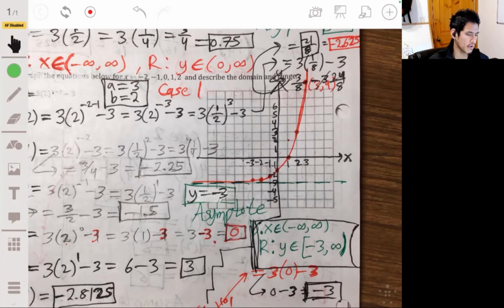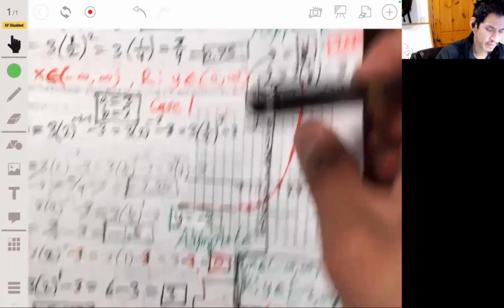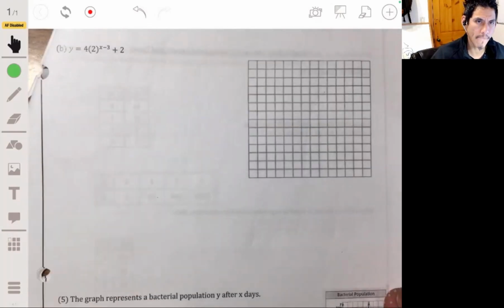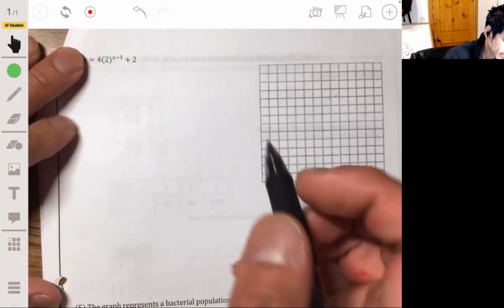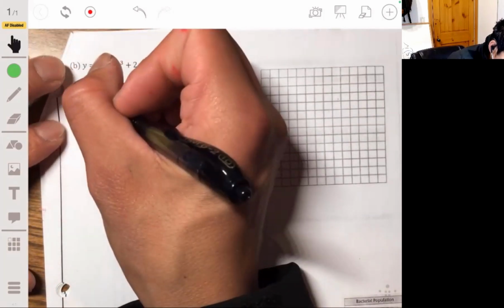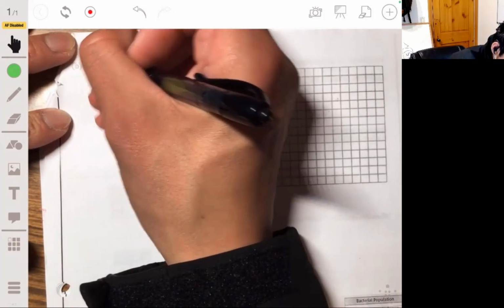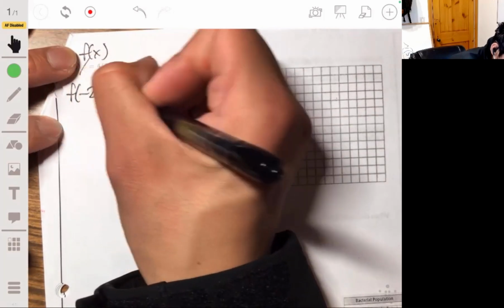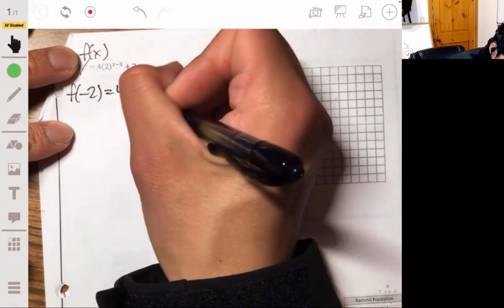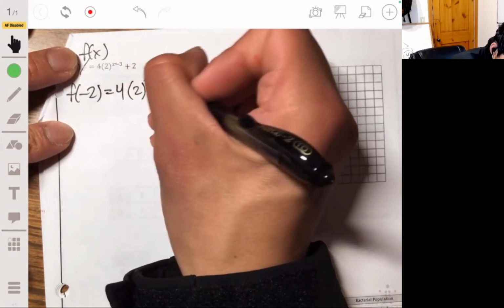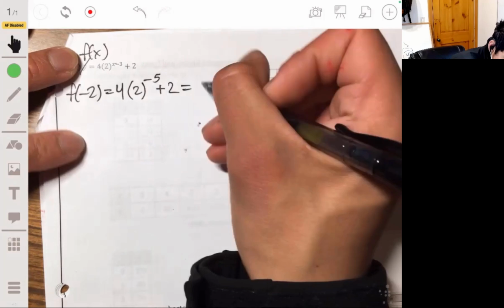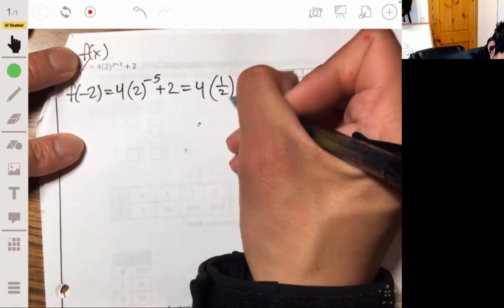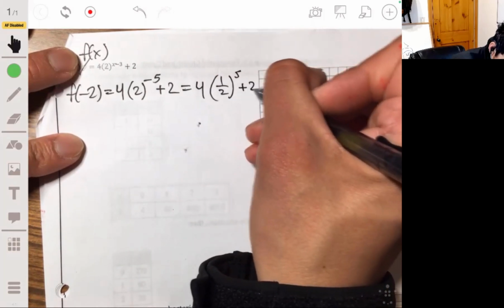So let me go through one more of these guys. But again, these are bonus problems. These are if you want to push yourself to that next level and demonstrate how great you are at the math. So let's cross this. Same values. So let's make this f of x. So we're going to have f of negative 2: 4 times 2 to the negative 2 minus 3, so 2 to the negative 5, plus 2. 4 times 1/2 to the 5th, plus 2.